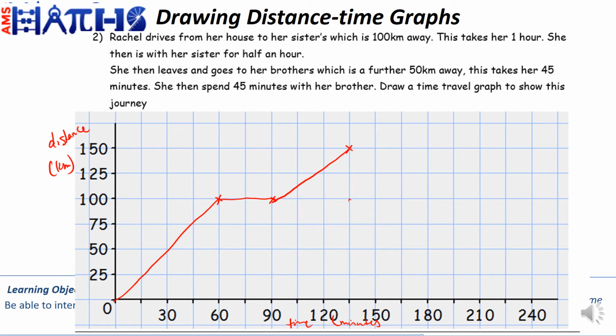So we're going to check from there 45 minutes, and that's where we would stop for 45 minutes. The horizontal lines, remember, shows or tells us that there is no movement, that object is stationary. So this is what the distance time graph would look like.